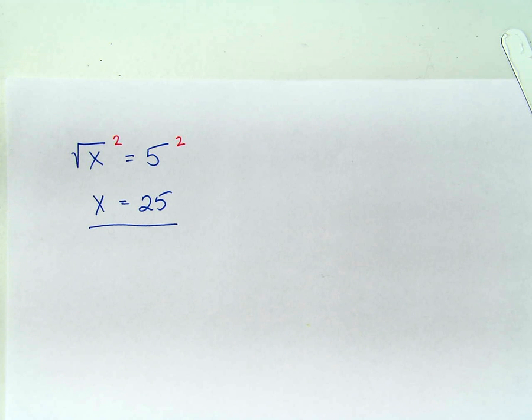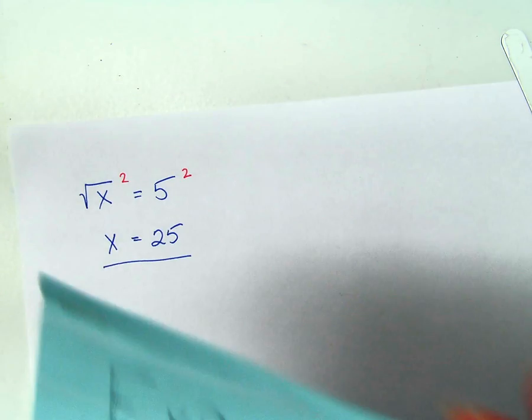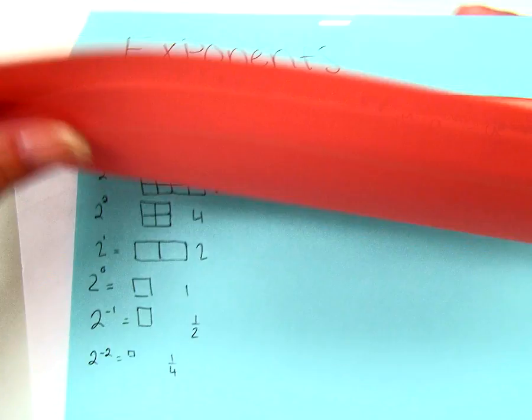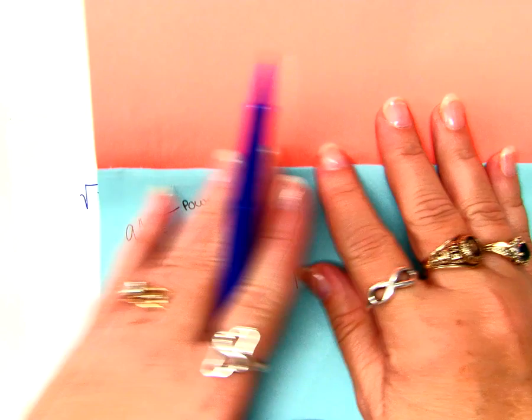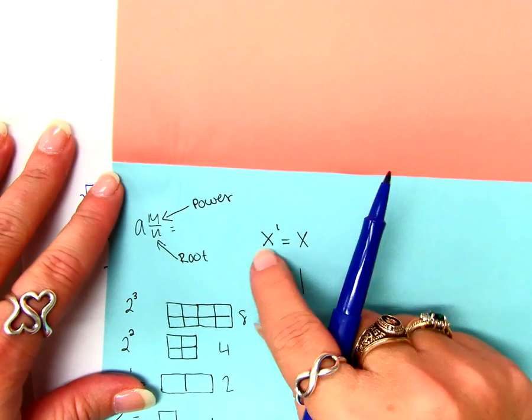Okay? So I would like you to get out your exponent foldable for me, please. Take out your exponent foldable. Can I see yours? Thank you. On the very, very, very last page of the exponent foldable, we wrote this.